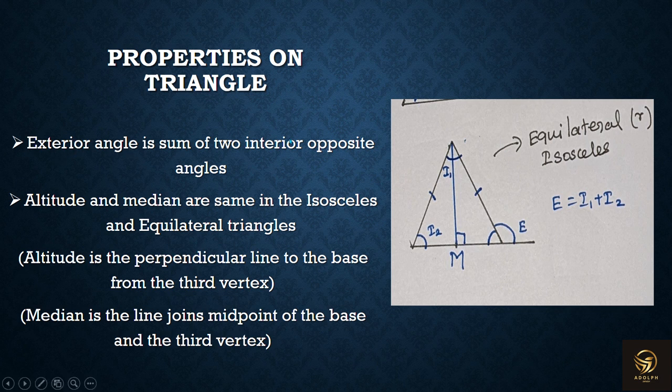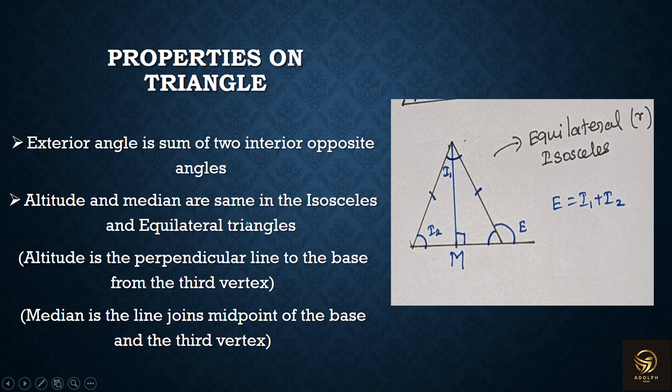Exterior angle is the sum of two interior opposite angles. If you're taking any exterior angle, exterior means that when you extend any one side, the linear pair of that interior angle is called exterior. That E will be the same as these two interior angles, I1 and I2. That's what is mentioned in the first property.